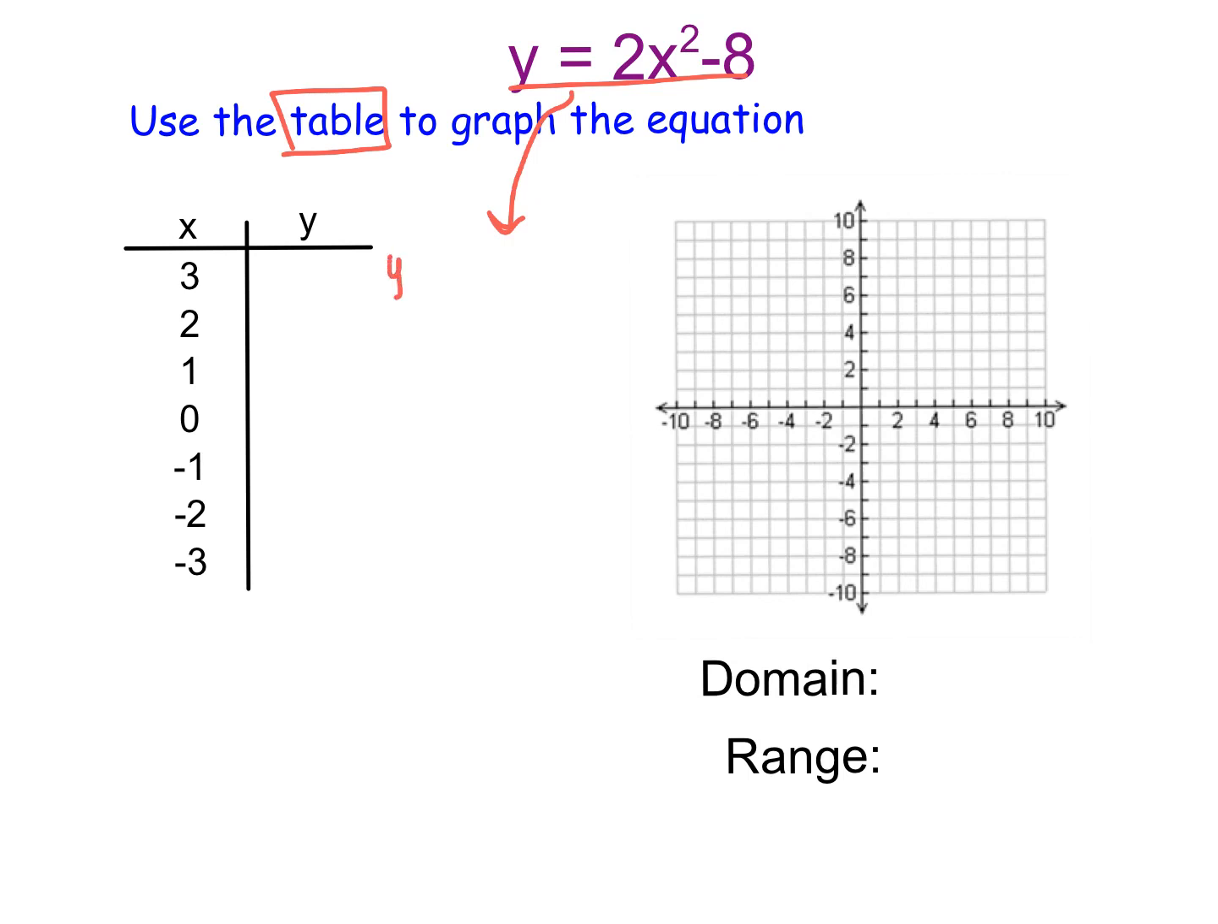So here we can see we have y equals 2 times 3 squared minus 8. So I need to remember my order of operations here.